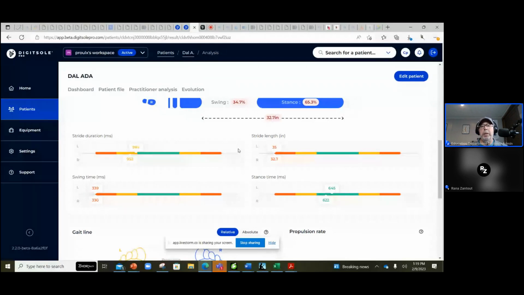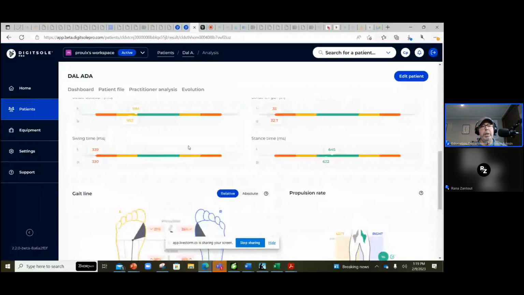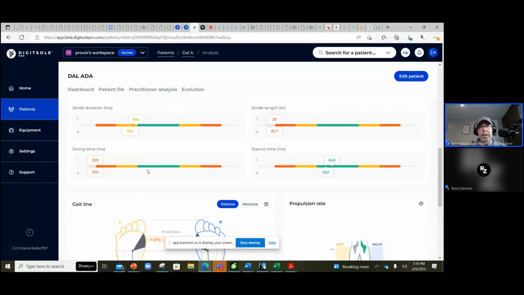And then we can see that his swing time is actually really, really short. But here's what's interesting: when we look at the swing and stance times, they're actually coordinated. Swing time is really short, yet his stance time is within the normal range. So relatively speaking, he's moving his legs pretty quickly to get through the swing time and prefers to be more in the stance phase.